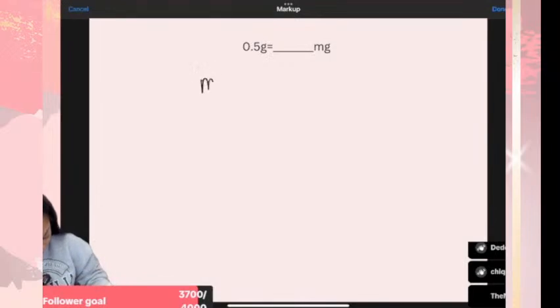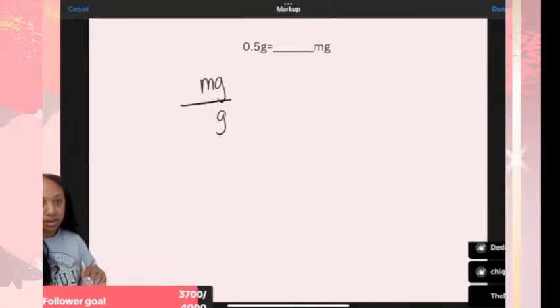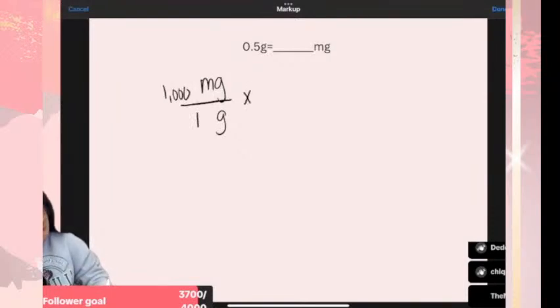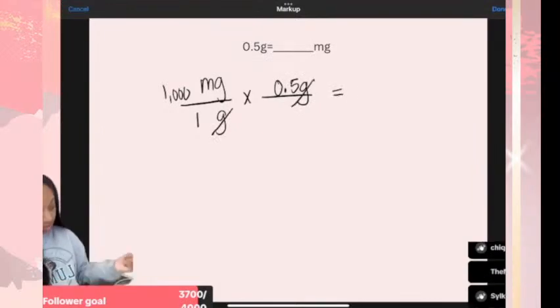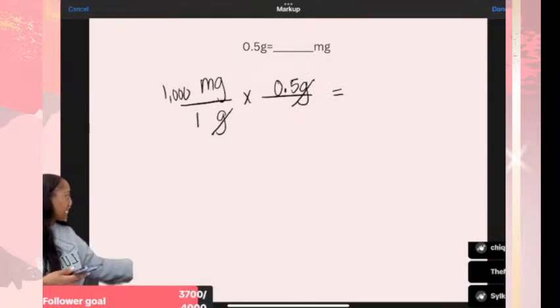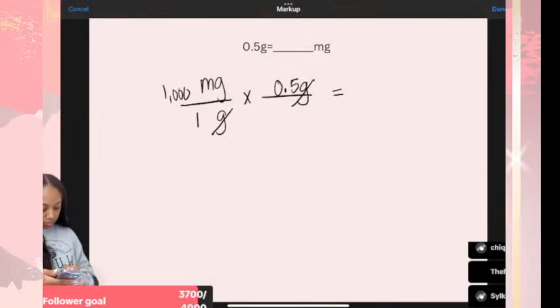So grams to milligrams, because we want our milligrams, and we're going to cross our grams out. One gram is 1,000 milligrams. Then we have the 0.5 grams we were given to convert. We cross our grams out, and you're left with milligrams on the top, because that's what we're looking for. 1,000 times 0.5 is 500 milligrams.